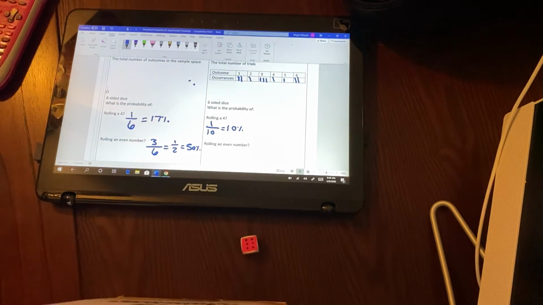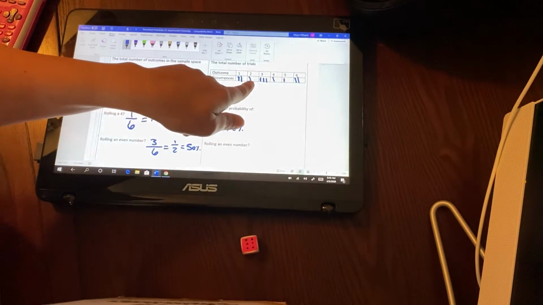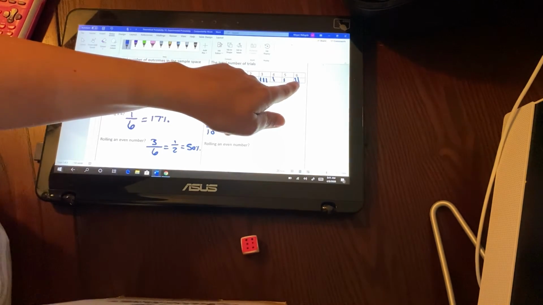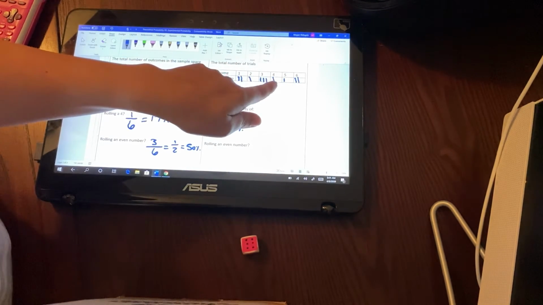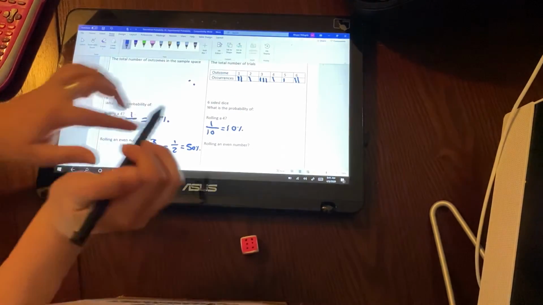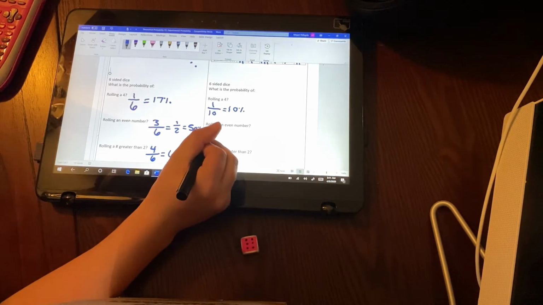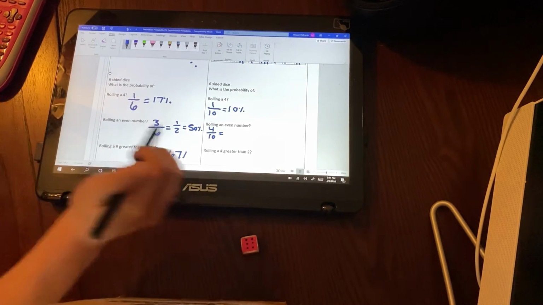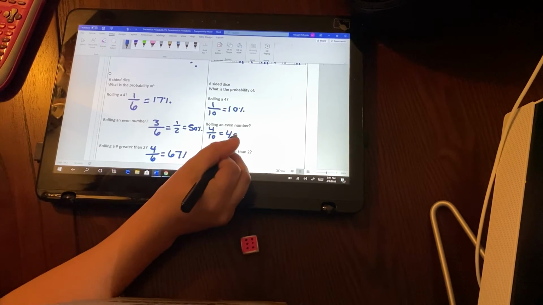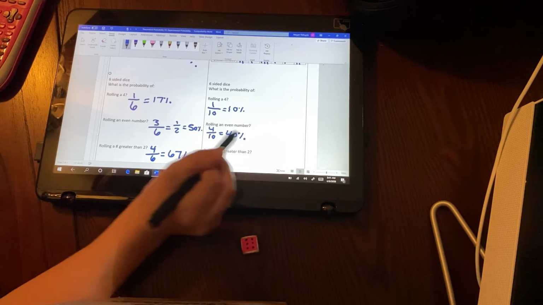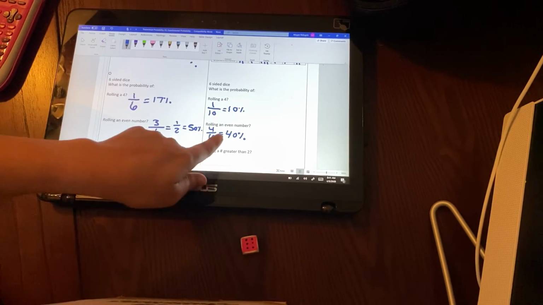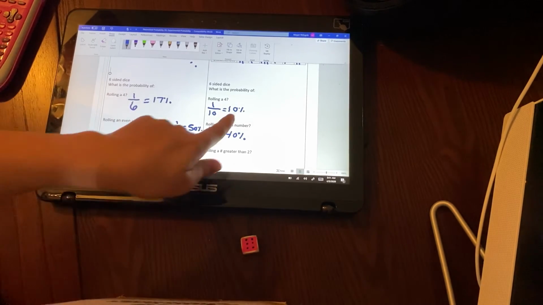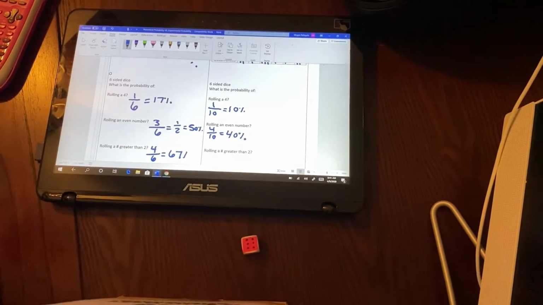What about rolling an even number? Okay, so we have 2, we rolled once. 4, we rolled once. And 6, we rolled twice. So that's 1, 2, 3, 4. So 4 out of 10, which gives us 40%. So 40% chance. So notice that's a little bit closer to what we got in our theoretical probability. This is a little closer to the 17%.